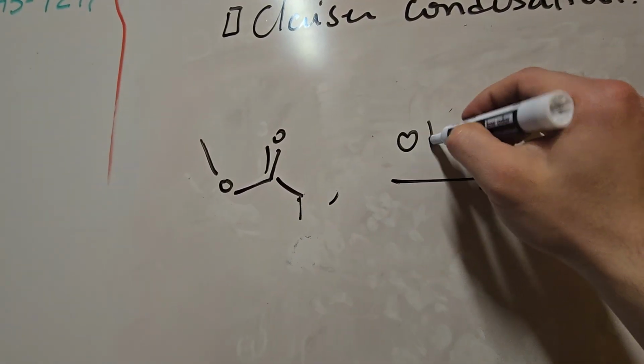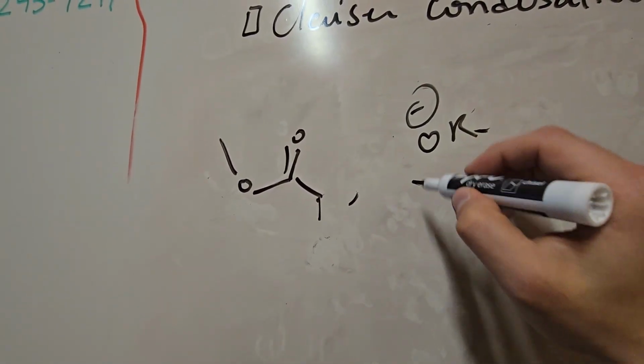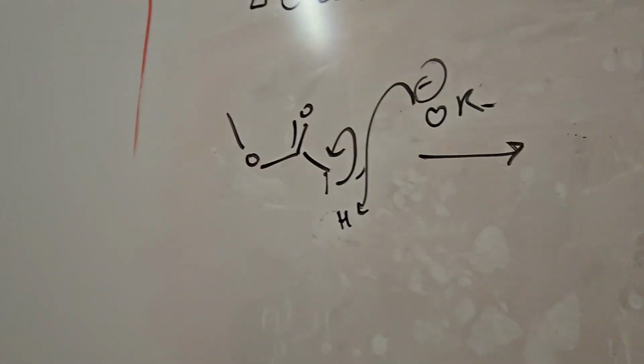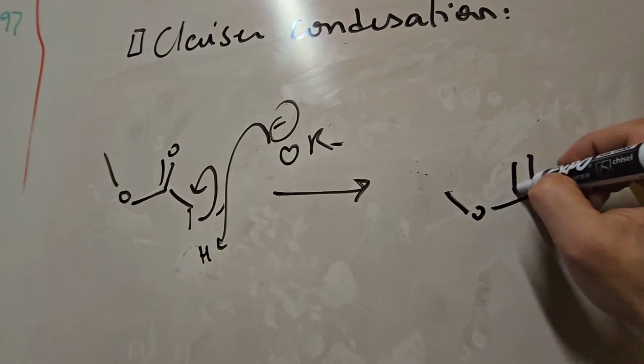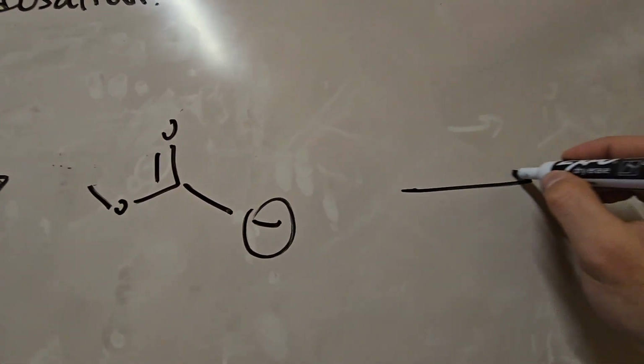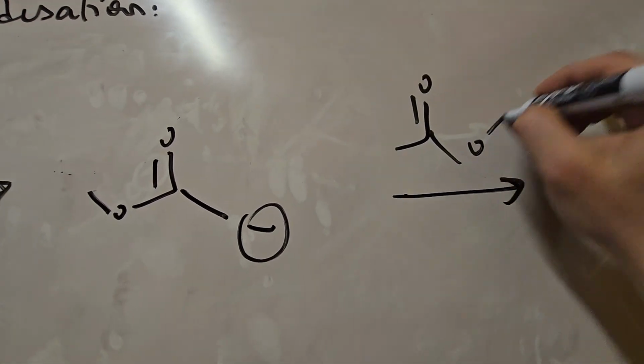This is how it reacts. An OR minus deprotonates, and the enolate is produced as usual. To get this enolate, we react it with another ester.